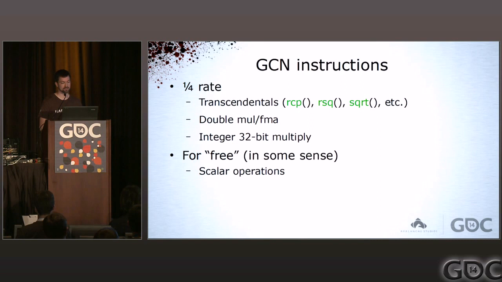At quarter rate, we have transcendentals like square roots and reciprocals and so on. When you work in doubles, multiplies and fused multiply-adds are also quarter rate. And as I said, integer 32-bit multiplies are quarter rate. The scalar operations are sort of for free, at least in the normal case where the shader is dominated by regular floating point math, because they are handled on the side independently. Of course, it's possible to make a shader that's dominated by scalar operations, and in that case, it's not for free anymore.